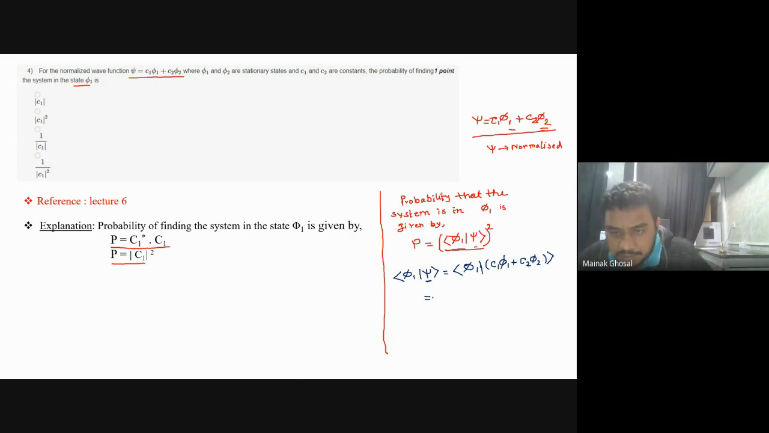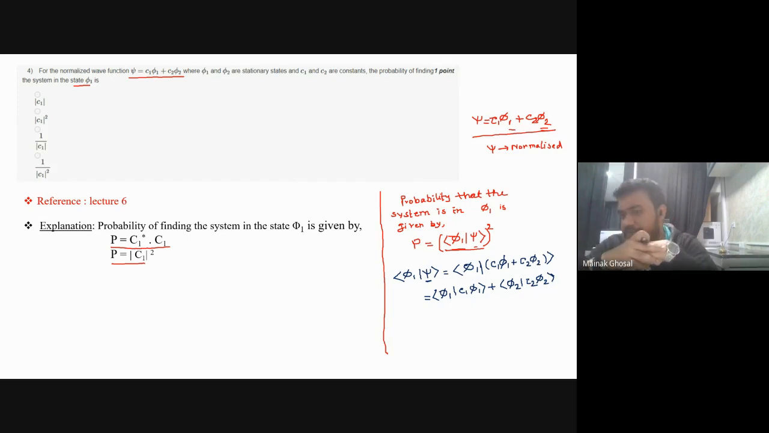So my first term will be phi 1 C1 phi 1 plus phi 1 C2 phi 2. I can separate these two terms. My psi is built up of two terms, one is C1 phi 1 and the other is C2 phi 2. So I am just separating these two terms. Now, how can I do that?